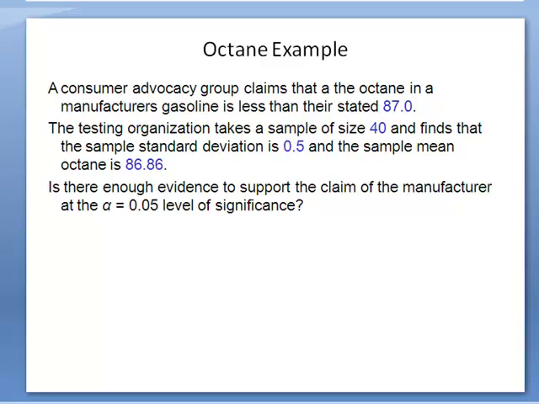We're going to call this the octane example. A consumer advocacy group claims that the octane in a manufacturer's gasoline is less than their stated 87.0. The testing organization takes a sample of 40 and finds that the sample standard deviation is 0.5 and the sample mean octane is 86.86. Is there enough evidence to support the claim of the consumer advocacy group that says that the octane is less than 87, at the 0.05 level of significance?